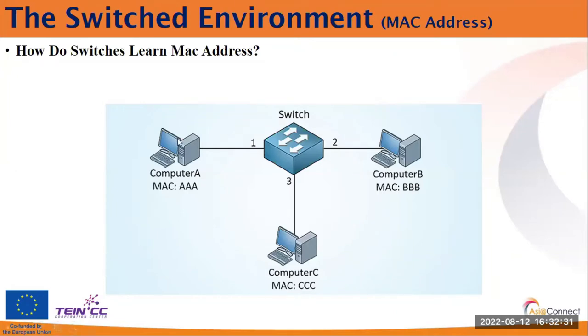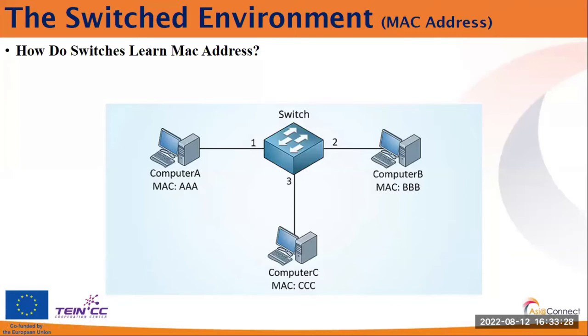So here you can see a figure of how a switch learns MAC addresses. There is a switch and three devices: computer A, computer B and computer C. Let's see a scenario of how the switch learns the MAC address. There is a switch in the middle. All the devices have MAC addresses, and the switch has a MAC address table and will learn where all the MAC addresses are in the network. Each computer has its own MAC address, but for example, we use triple A, triple B, triple C.